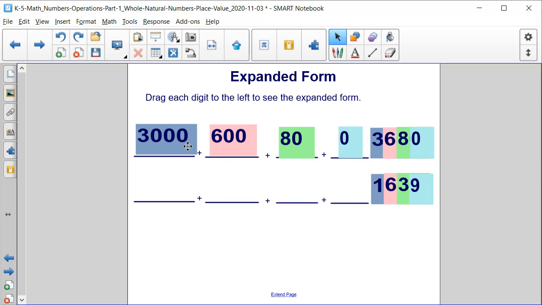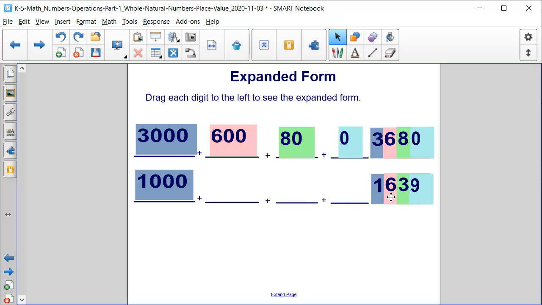So 3,000 plus 600 plus 80 plus 0 does equal 3,680. The next number that we have is 1,639. The 1 is in the thousands place, and it represents the number 1,000. So I can drag that out.